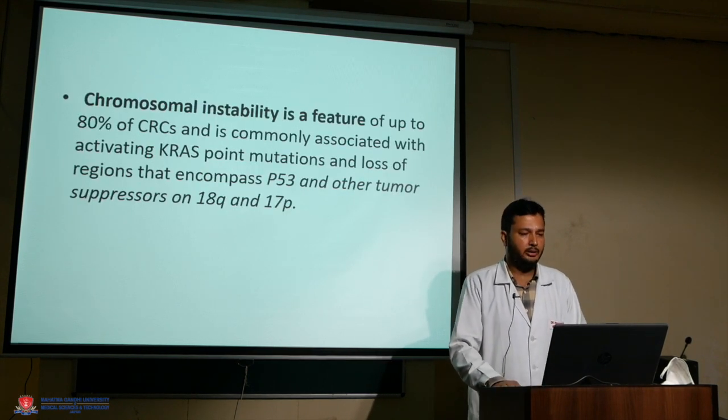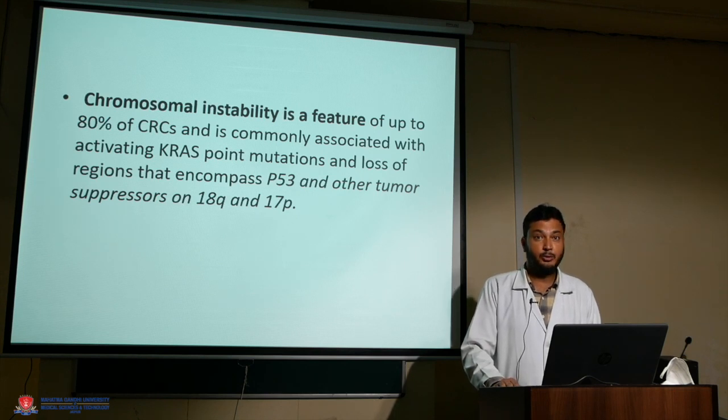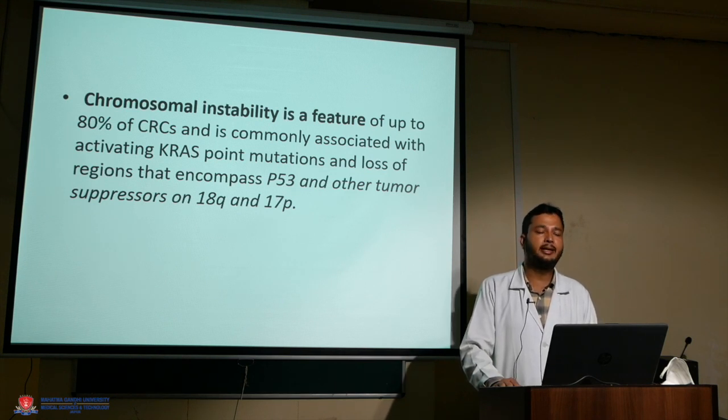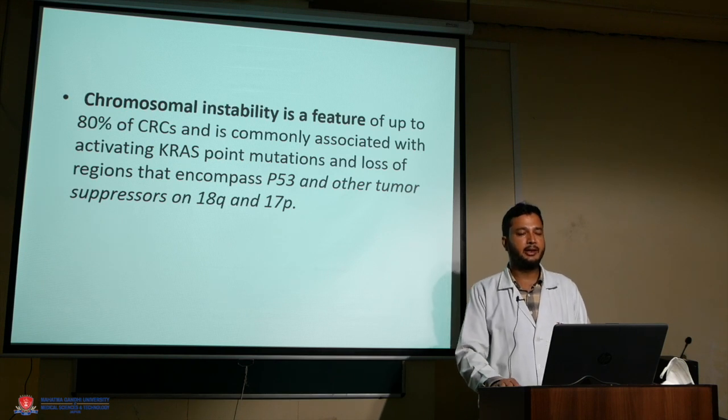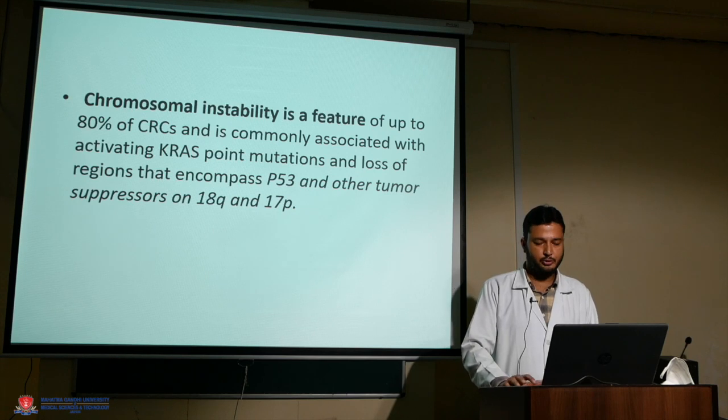So chromosomal instability is a feature of up to 80% of colorectal cancer, and it is commonly associated with the activating KRAS point mutation, which is the most important mutation found in colon cancer, and loss of the region that encompasses P53 and other tumor suppressors on the 18q and 17p chromosomes.